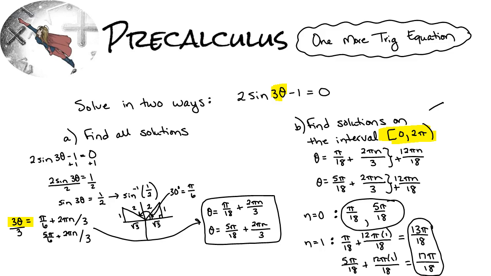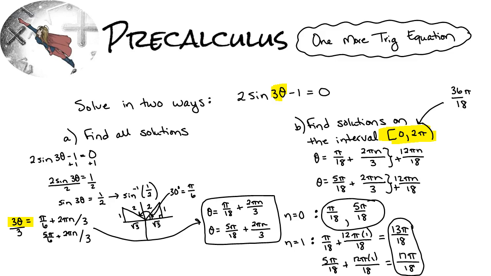Now I can go all the way up to 2 pi, which with a common denominator is a total of 36 pi over 18. So I can still do one more value of n. So let's say if n equals 2, let's just see if our answers still come out small enough. So if n is 2, I would take the pi over 18, and I would add 12 pi times 2 over 18 onto it, that's 24 pi. So that gives me a total of 25 pi over 18. That's still small enough, so that's an answer.